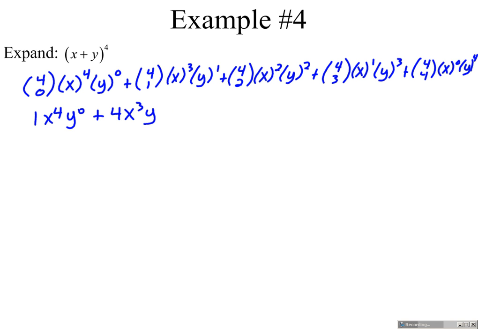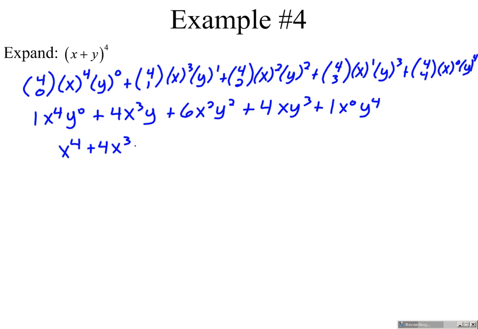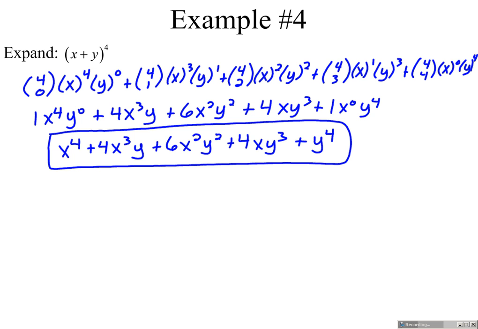X cubed y. 4 choose 2, 6, x squared, y squared. 4 choose 3 is 4, xy cubed. 4 choose 4 is 1, x to the 0, y to the 4th. Finish simplifying here, we just end up with x to the 4th plus 4, x cubed y plus 6, x squared, y squared plus 4, xy cubed plus y to the 4th. There is our expansion of x plus y raised to the 4th power.